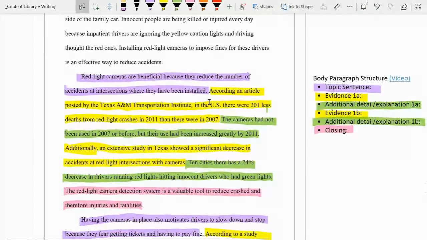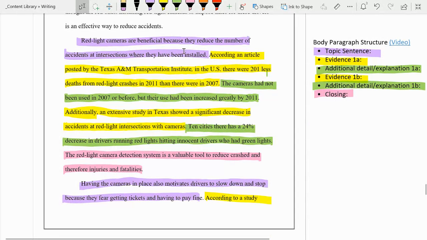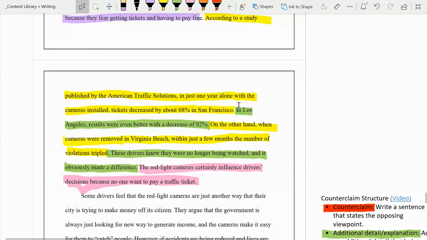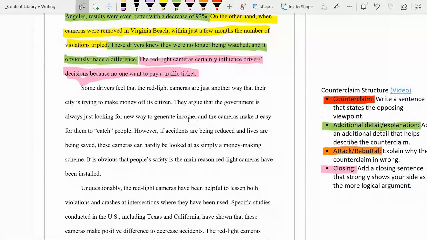Previously, we had gone through and looked at our body paragraphs. These were the two paragraphs arguing why my claim, that these red light cameras will save lives and reduce accidents, is correct. So I gave my evidence, some detail or explanation about how it would reduce accidents. And then in the second one, it talked about how it would motivate drivers. So, evidence, reasoning, evidence, reasoning. After your body paragraphs is going to be the counterclaim paragraph.